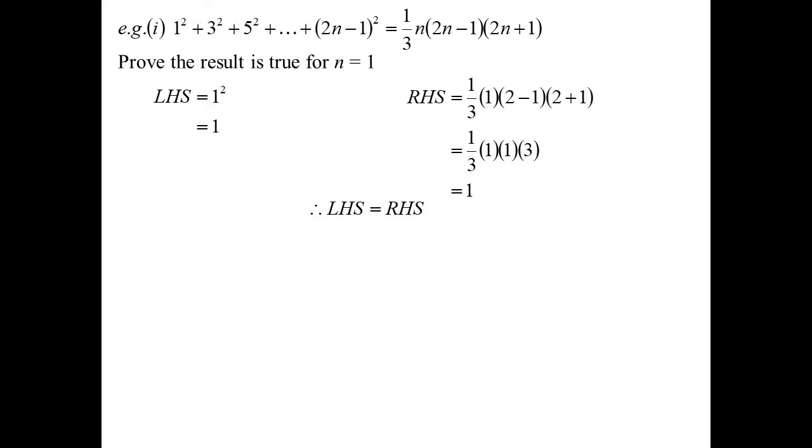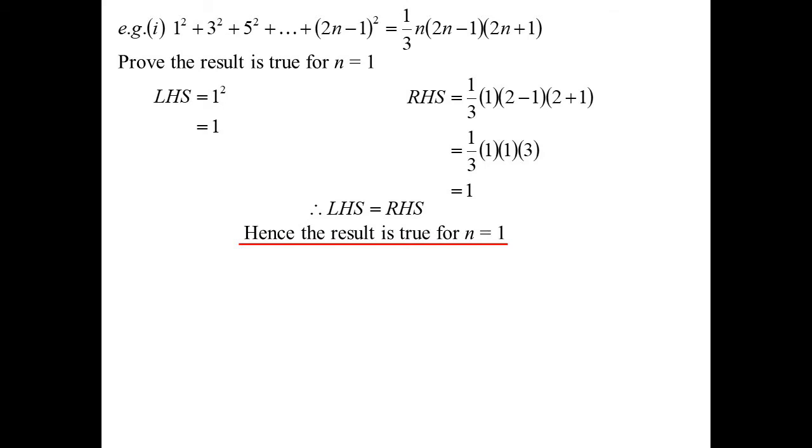So I'll say, well, look, the left-hand side of this, well, the very first term is 1 squared. Sub that into 2n minus 1, you get 1. And that equals 1. The right-hand side, if I substitute it into the formula, I also get 1. So I'm making a comparison between these two things. And so yes, they are equal. The formula works for the first case. So hence, yes, I know that's true.